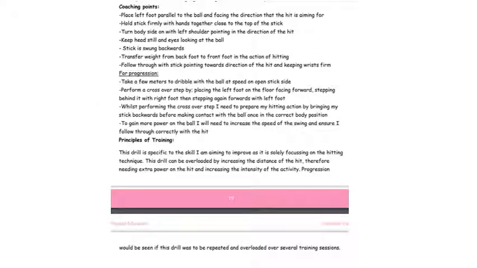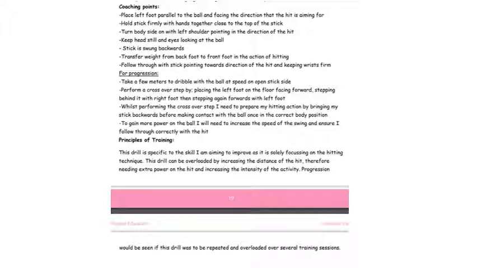We've now gone on to a coaching point. So if you're teaching or coaching, in order to improve, you've got to give feedback. You've got to actually say, this is what I want. So she's gone here, coaching points. Place left foot parallel to the ball and facing the direction that the hit is aiming for. Hold the stick firmly with hands together, close to the top of the stick. So she's actually there, bullet pointed, everything you need to know about how to play this shot.